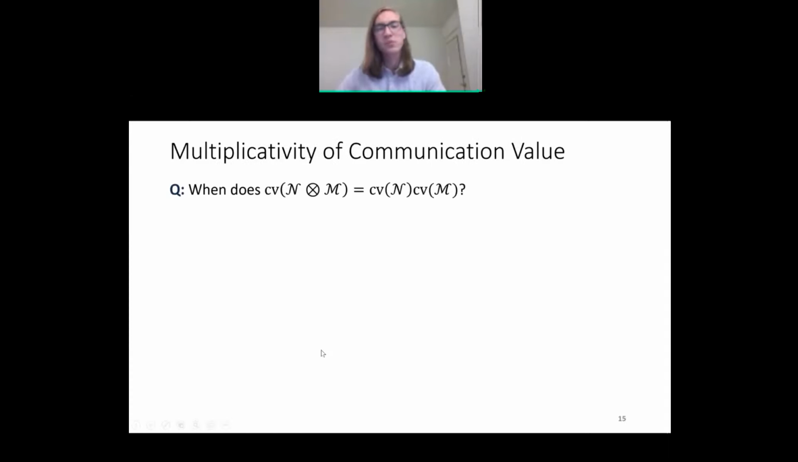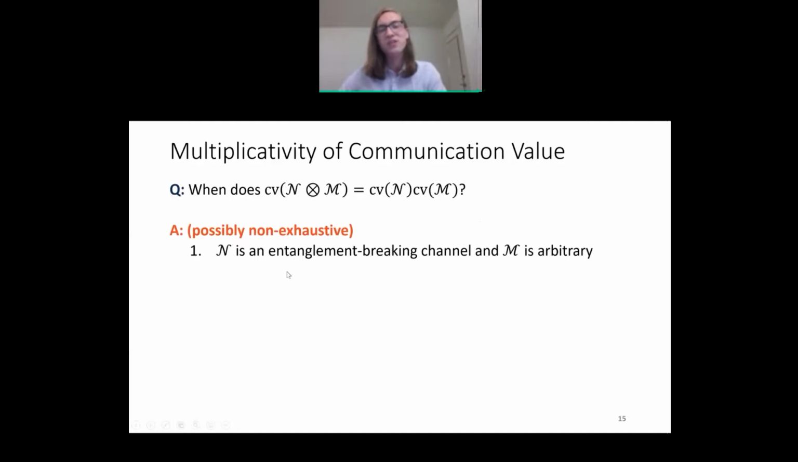And then the question would be, if we know when it can be non-multiplicative, when can we guarantee it is multiplicative? So these are possibly non-exhaustive, but these are interesting cases. So if one of the channels is entanglement breaking, then it's always multiplicative. And this is cool because this tells us that this measure being non-multiplicative really has something to do with preserving entanglement. And if both of them are qubit channels, then it's multiplicative. So there's something about dimension.